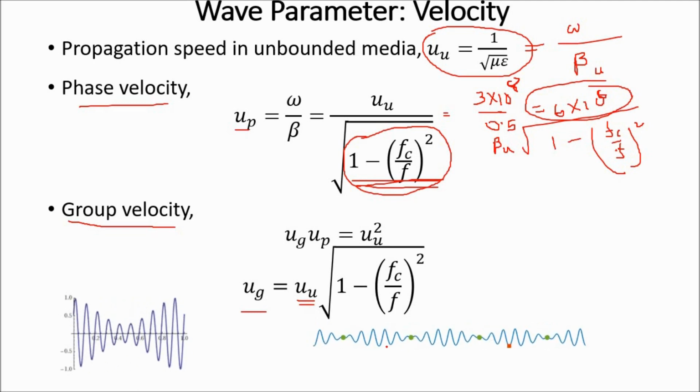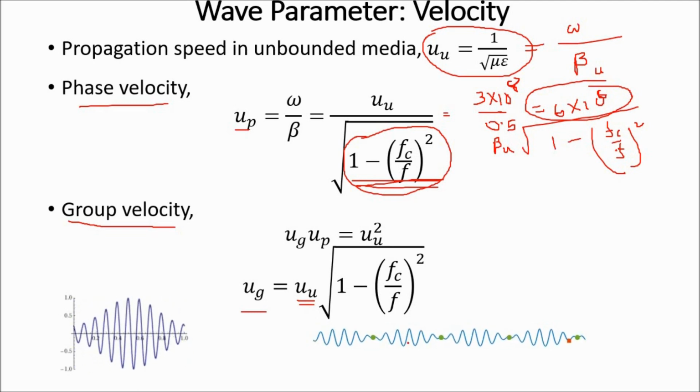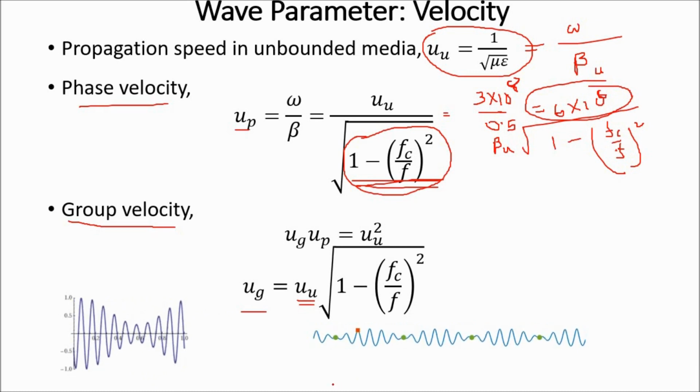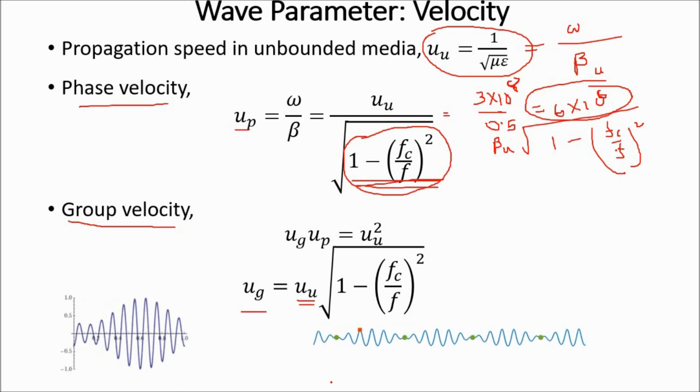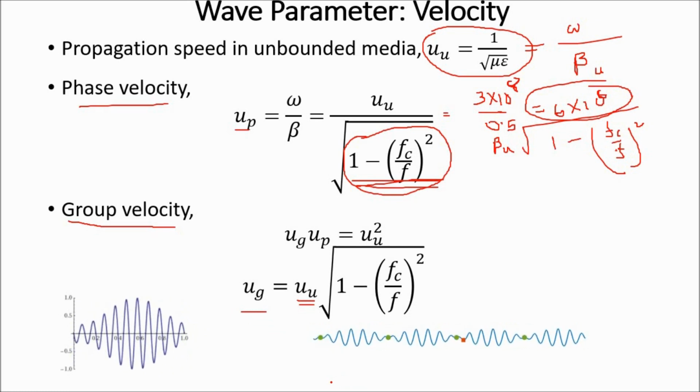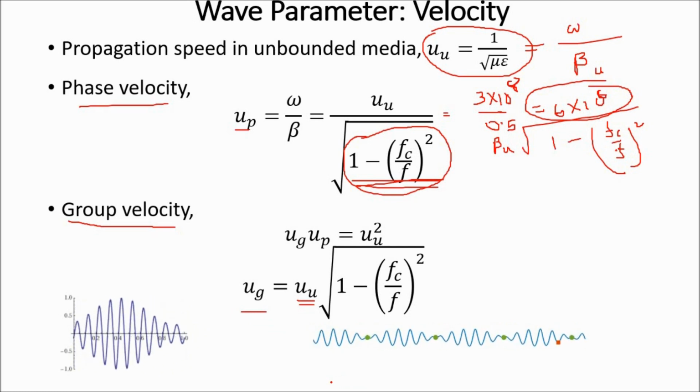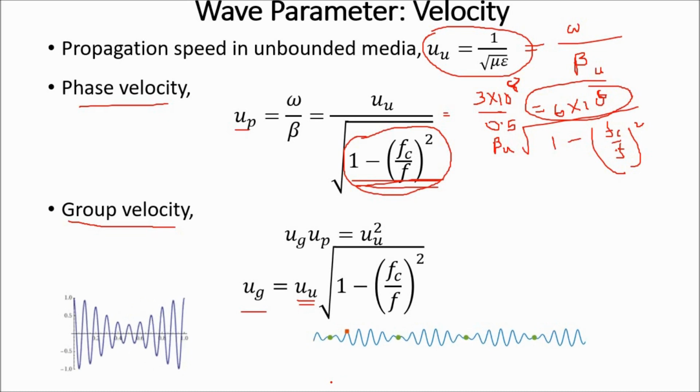If you see the waves here, you can find there is a red. So you see the red peaks indicate the group velocity, and the other dots indicate the phase velocity.